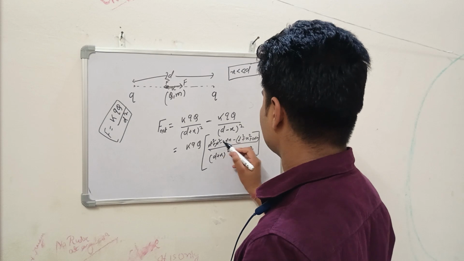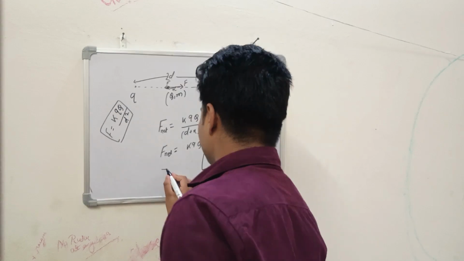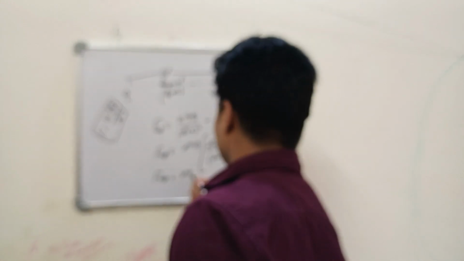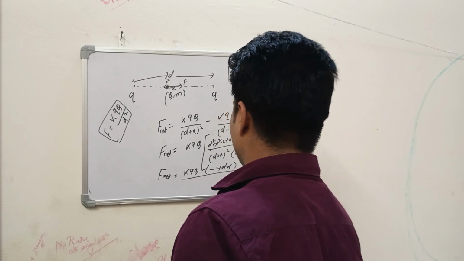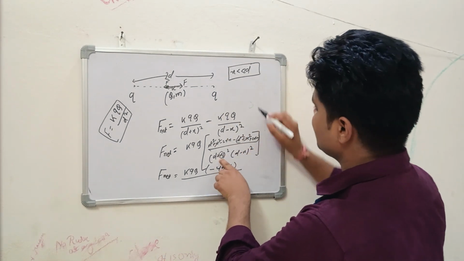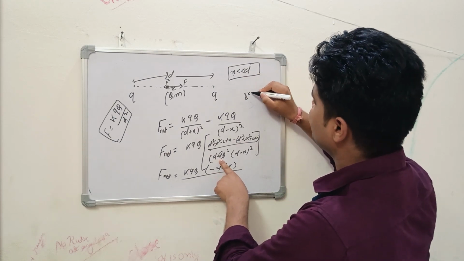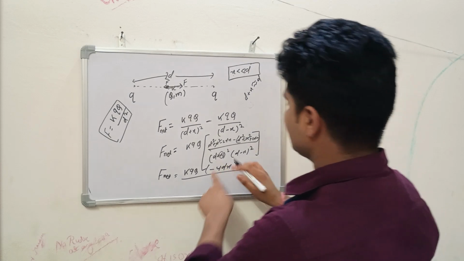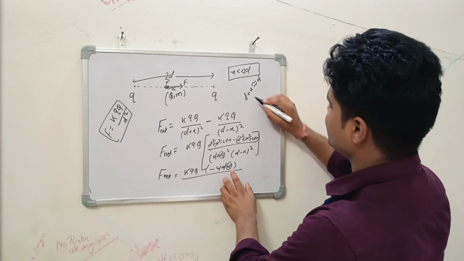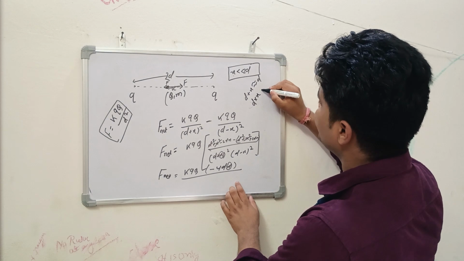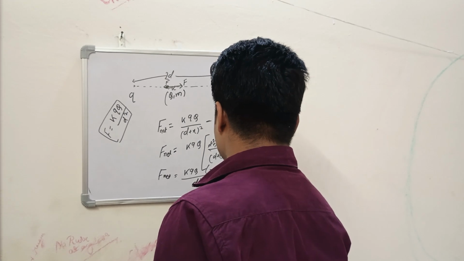Now this d squared minus x squared will be cancelled out, and we get F net equals K q into minus 4 dx, and we can ignore this x because this is in plus. If x is very less than 2d or d, then d plus x almost equals d. That's why I am ignoring this. But we can't ignore this x, because if we multiply d into x, it will become a very small quantity. So this becomes d square into d square.